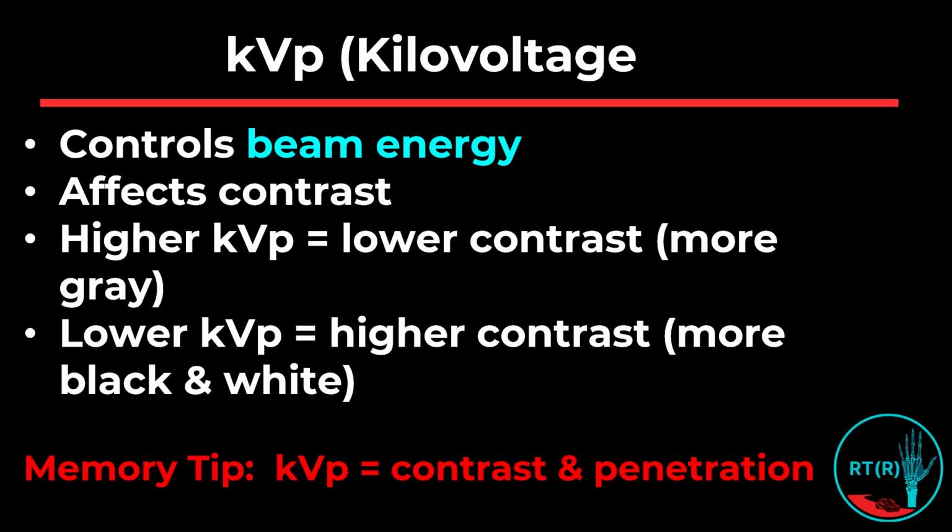kVp determines how strong the X-ray beam is. It affects penetration and image contrast. Higher kVp produces a longer grayscale. kVp controls the beam energy. Higher kVp, lower contrast, more gray. Lower kVp, higher contrast, more black and white. Memory tip: kVp equals contrast and penetration.